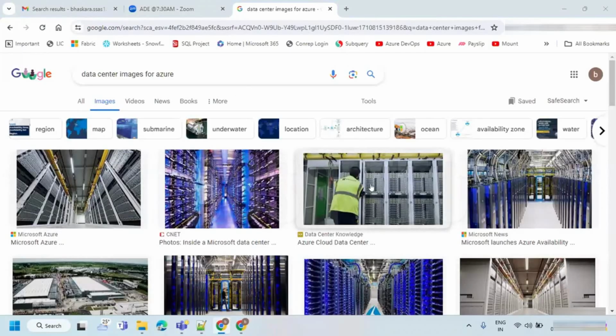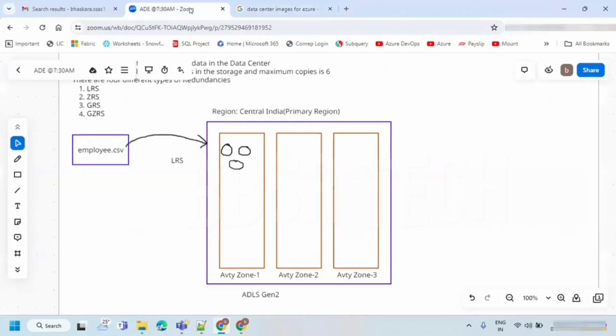Okay, so we don't know where exactly it is going to store the data. So that means 3 copies of the data is going to be there. If any of the racks is corrupted, you can still take the data from a different rack. So there is more availability of the data, and this kind of redundancy will be used for government projects. And if they have any restrictions to store within their region, then we are going to use the LRS.